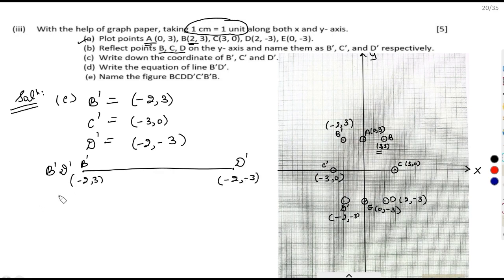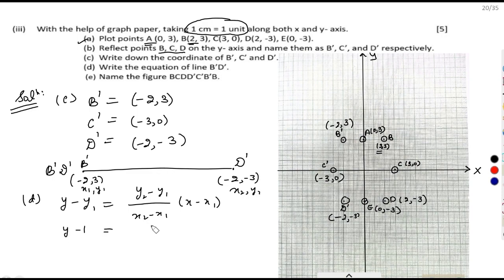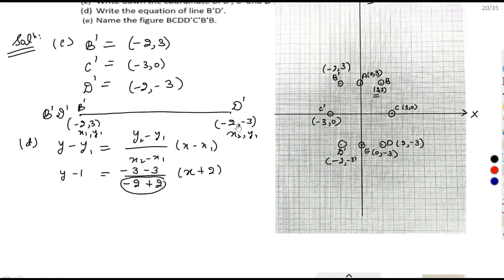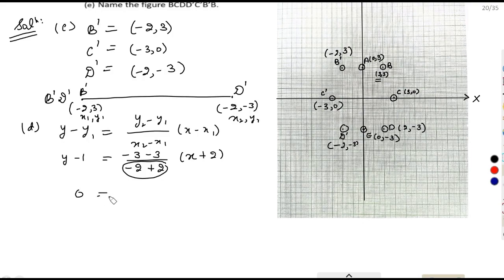Apply the formula for a line passing through 2 points, that is y minus y1 is equal to y2 minus y1 divided by x2 minus x1 into x minus x1. First point is x1 y1 and second is x2 y2. That is 0. It means if you cross multiply, then you will get x plus 2 is equal to 0. That is the equation of B dash D dash.